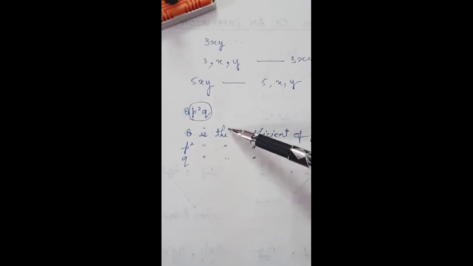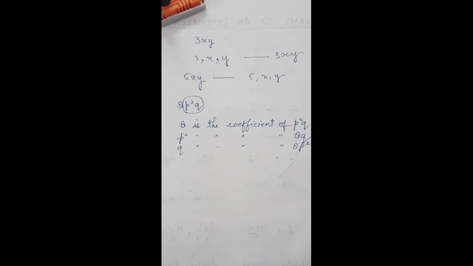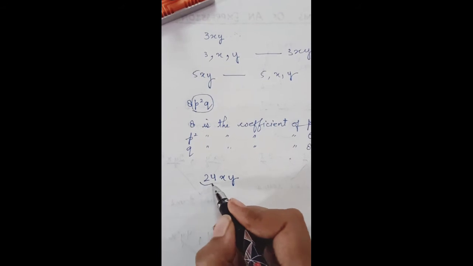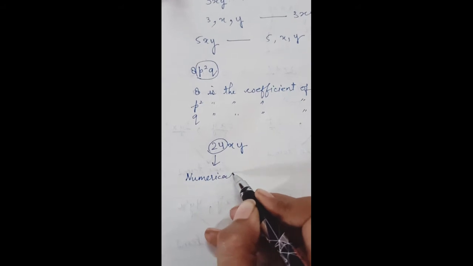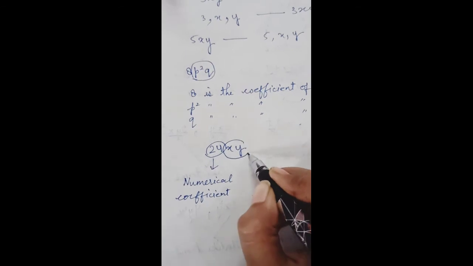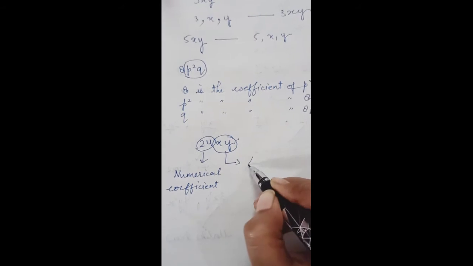The numerical part is called the numerical coefficient, and the literal part or the variable part is called the literal coefficient. See this term, 24xy. Here 24 is the numerical coefficient, and xy, this is the variable part, or you can say the literal part. It is the literal coefficient.